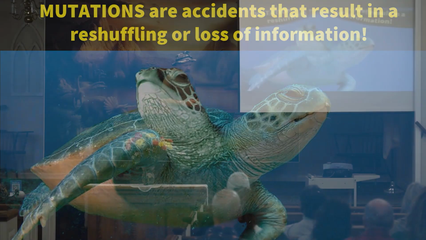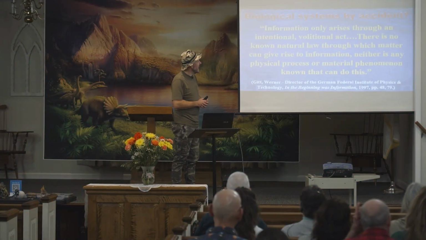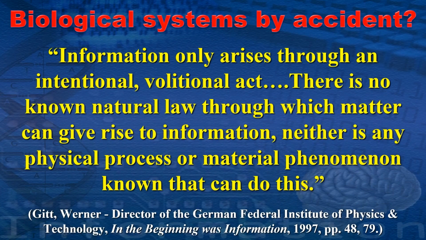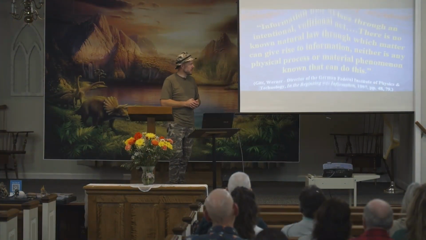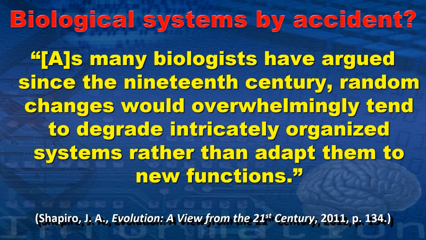And so here we have Werner Gitt. He's the head of the German Federal Institute of Physics. He says, information only arises through an intentional volitional act. There's no known natural law through which matter can give rise to information. Neither is there any physical process or material phenomenon known that can do this. Here's an evolutionist, Shapiro, and he says, as many biologists have argued since the 19th century, random changes would overwhelmingly tend to degrade intricately organized systems rather than adapt them to new functions.